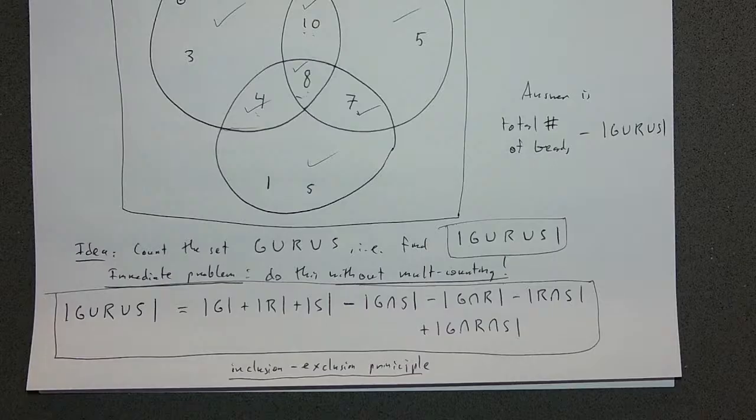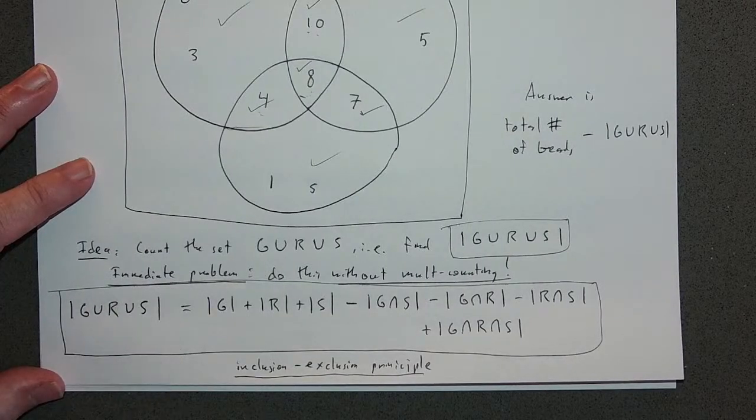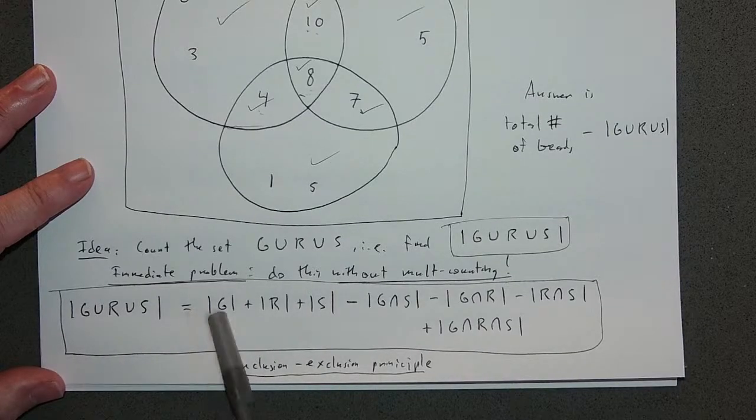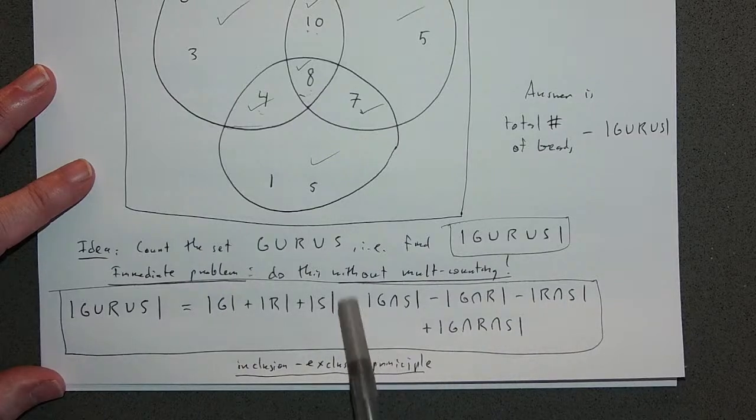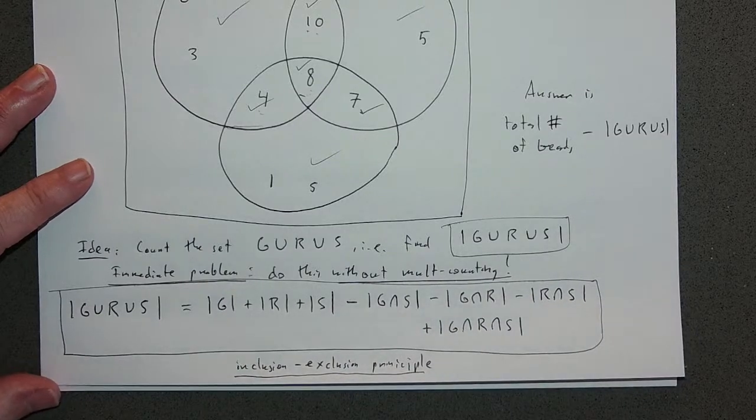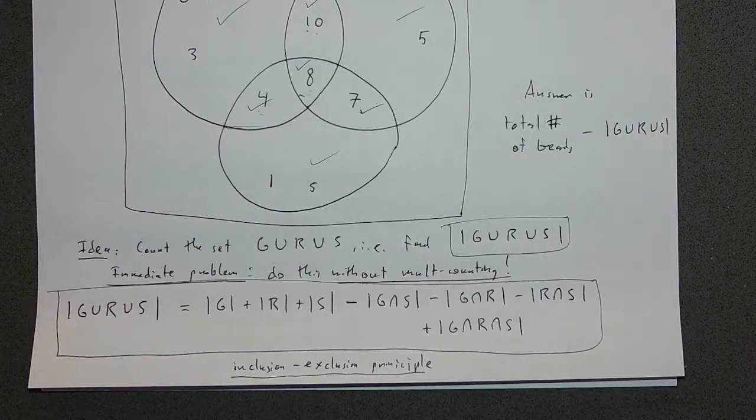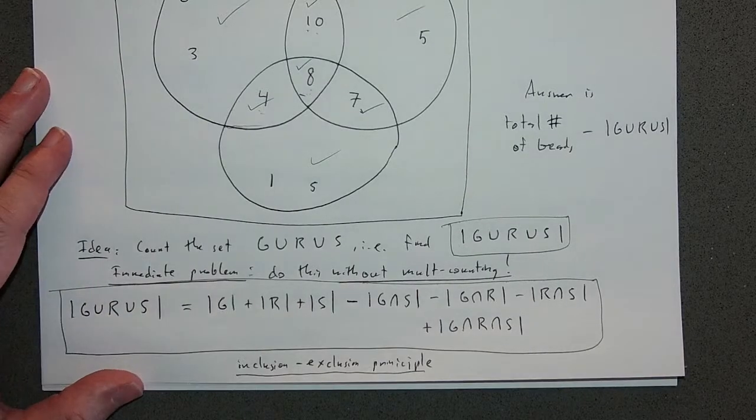Then you see how this would go for 4 sets, 5 sets, 6 sets. For 4 sets, I would do the sum of each of the sets taken 1 at a time, so there would be 4 of those. Then I would subtract from that the intersection of sets taken 2 at a time, right? Then I would add to that the intersections taken 3 at a time. Then I would subtract from that the intersections taken 4 at a time. That's how the pattern goes here, okay?